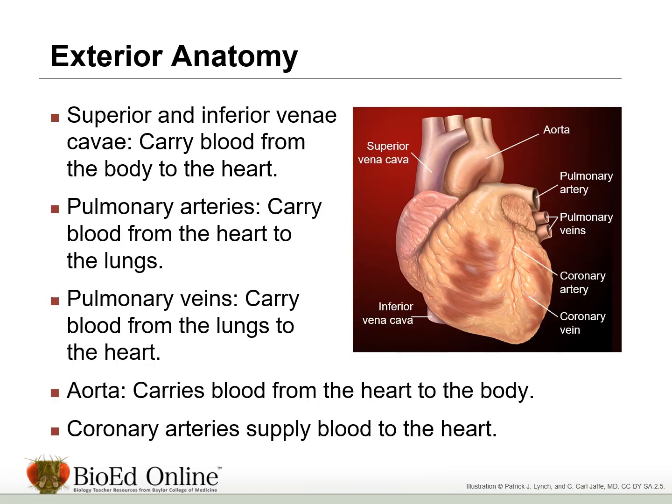So, exterior anatomy: you've got the superior and inferior venae cavae, which carry blood from the body to the heart. The pulmonary arteries carry blood from the heart to the lungs. The pulmonary veins carry blood from the lungs to the heart. The aorta carries blood from the heart to the body, and the coronary artery supplies blood to the heart. So it shows that blood is so closely related to the heart, because every one of these has blood related to it, due to carrying it.